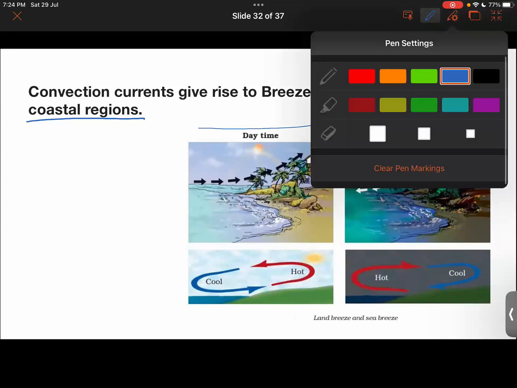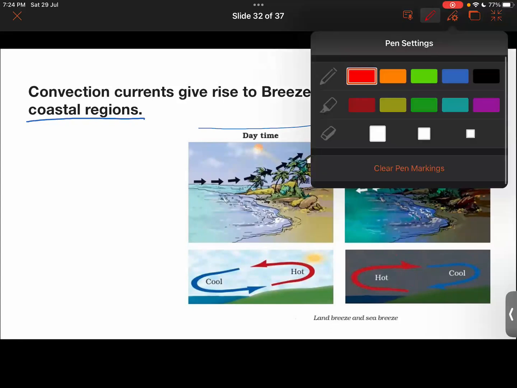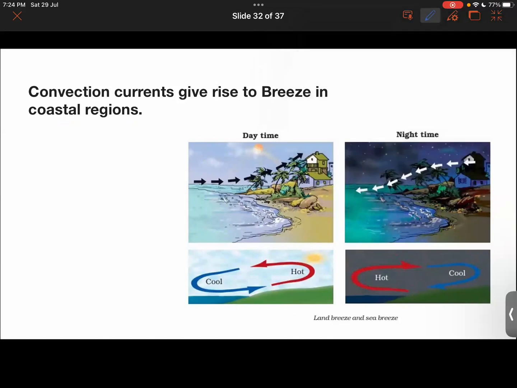So keep one basic fundamental thing here: land heats up faster than water. Land heats up more than water, or faster than water. To be more precise, it heats up more than water. No, no, that is not the case that the land particles heat up the water particles. Land heats up more than water.